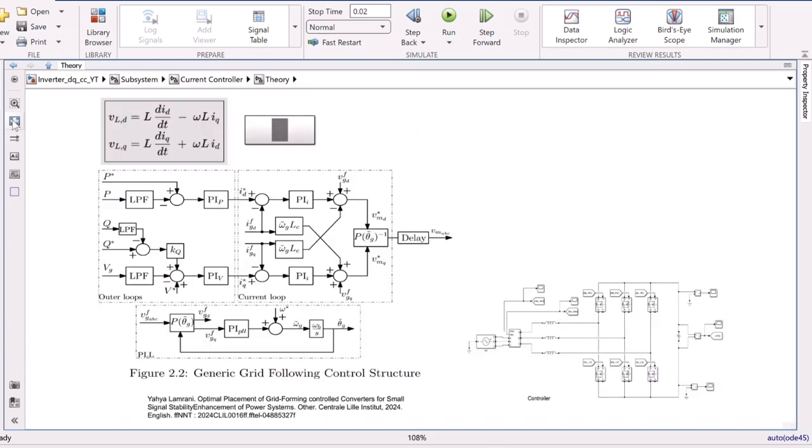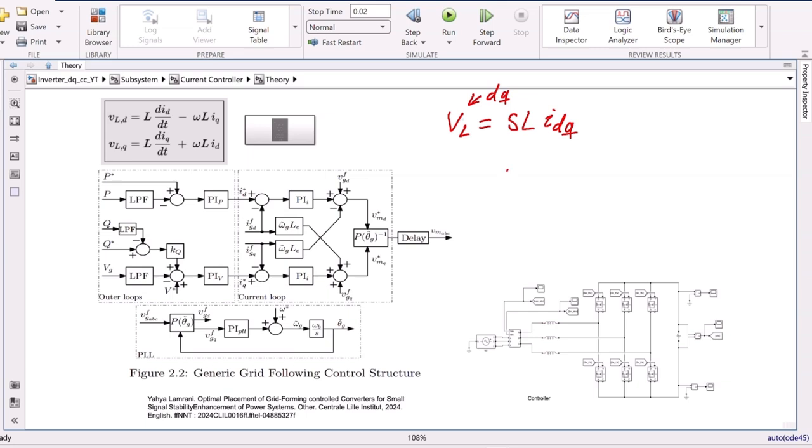So we know that VL is equal to the derivative of the current multiplied with the inductance. So in Laplace domain, we have S multiplied by L, which is inductance, and multiplied by the DQ current. So this is also in DQ coordinates.